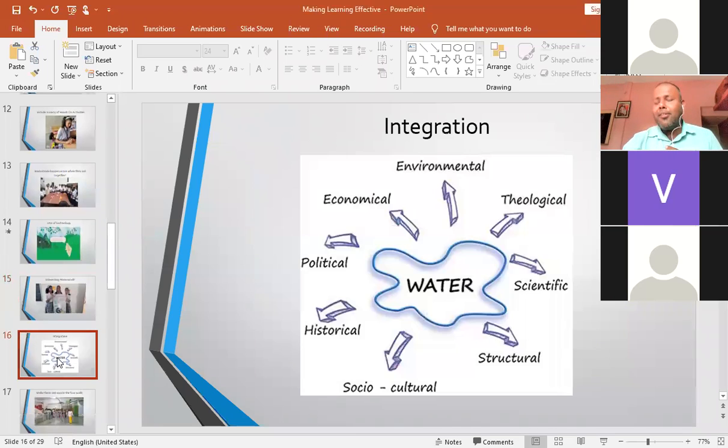Next is integration, which is very important. Don't just limit the topic to that particular subject. Like the slide itself says, water cannot be only done in the environment, but water can be thought of from a theological perspective, scientific perspective, structuralist perspective, historical perspective. So use integration a lot. This will surely help in making the learning effective.